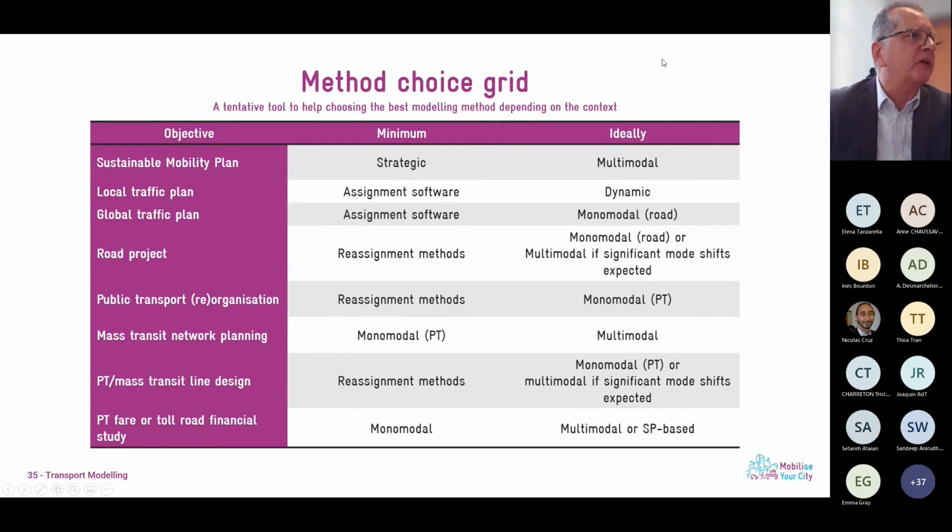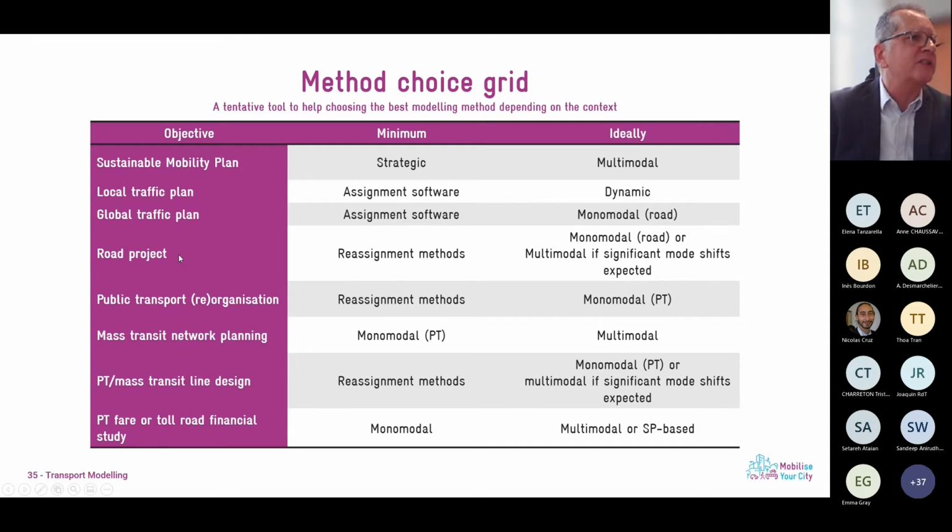Agreed to help the choice of the method, but again, it's not absolute. It has to be adapted. For a sustainable mobility plan, at a minimum, I would say a strategic model, ideally a multimodal model. For a local traffic plan, meaning car traffic, assignment software, and possibly a dynamic model. For a global traffic plan, meaning at metropolis scale, an assignment software or a monomodal road model could be enough.